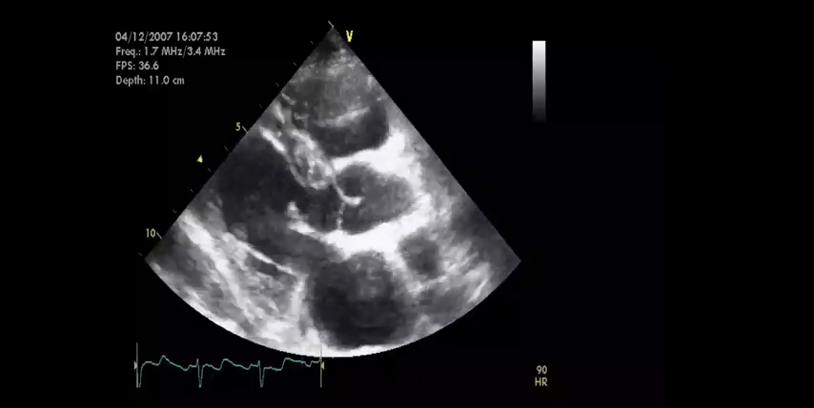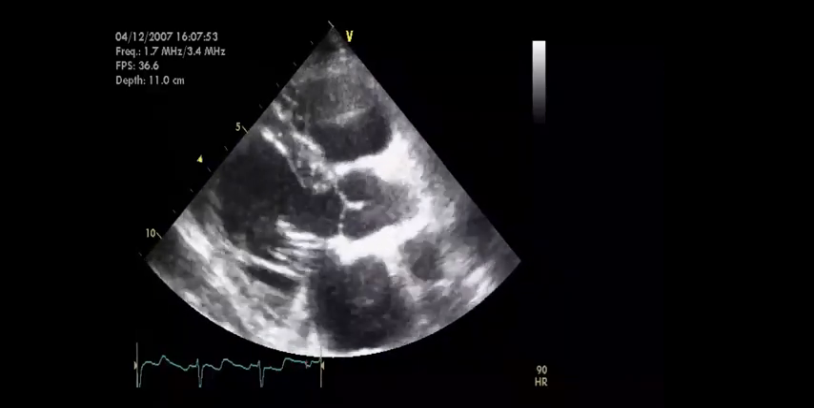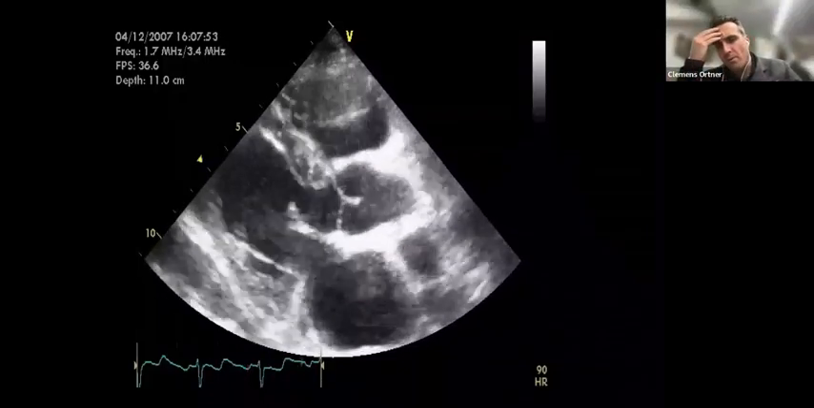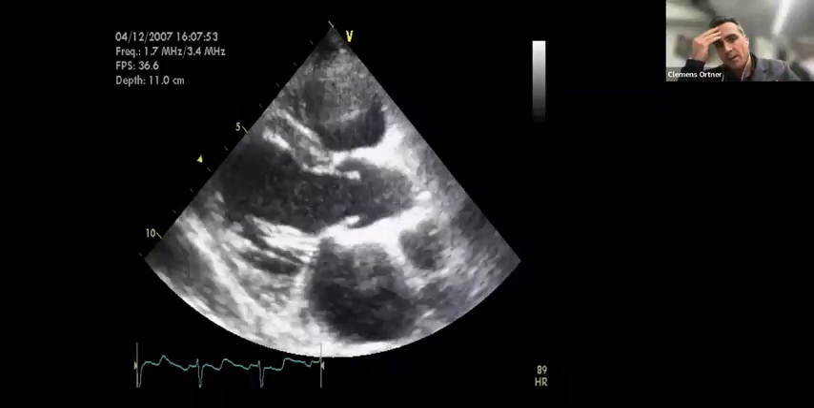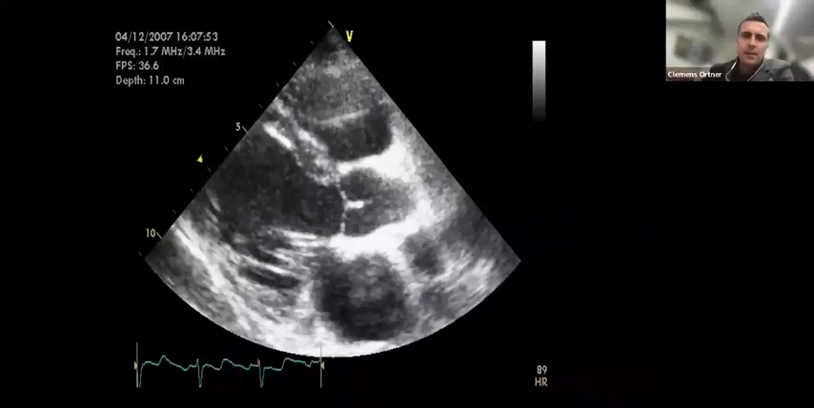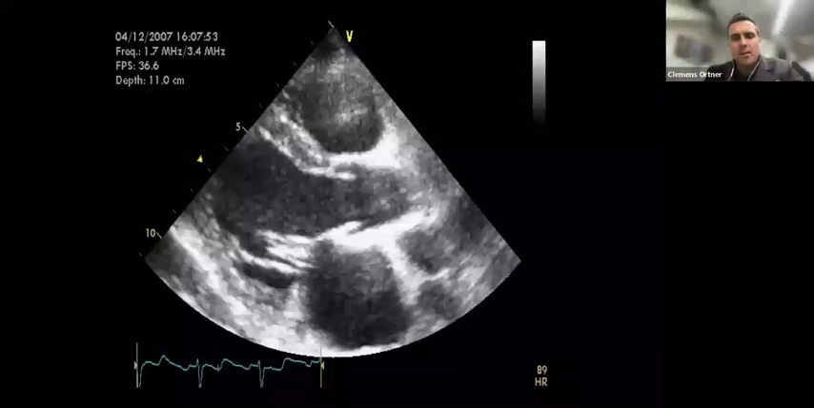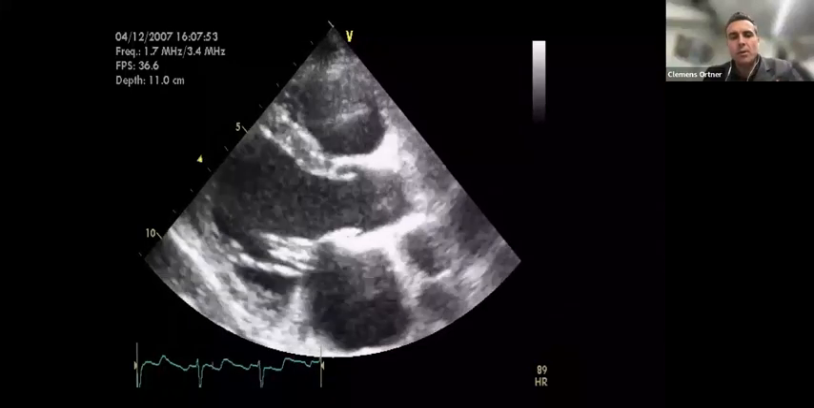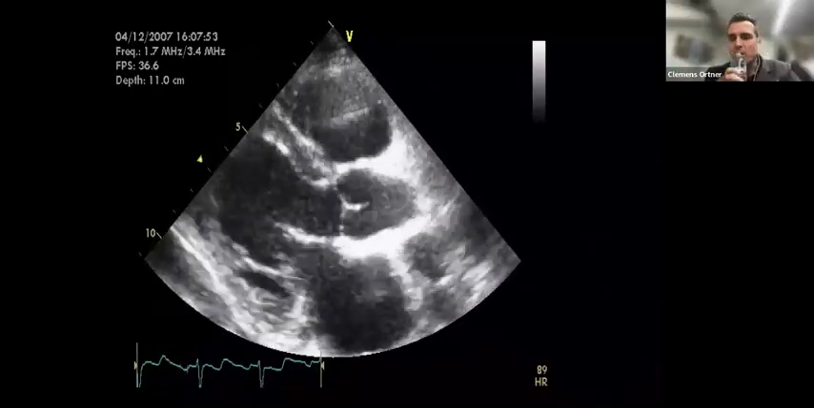I'm just guessing here, but maybe call it EF like 15 to 20%. Okay, so based on your eyeballing, the ejection fraction is significantly decreased. Is there any other abnormality that might indicate a decreased systolic function, or that might also indicate increased left ventricular pressures?